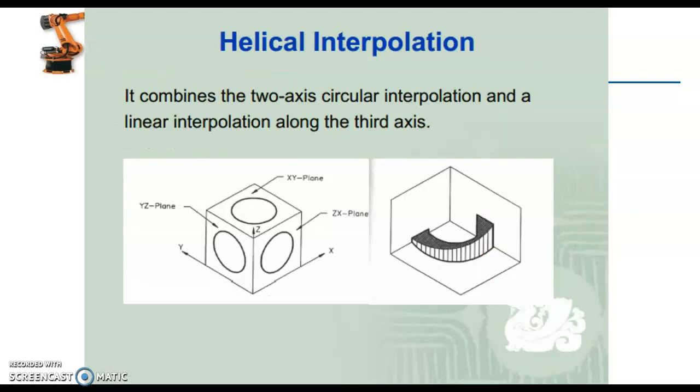The helical interpolation combines the 2-axis circular interpolation, just like discussed earlier, and it also combines a linear interpolation along the 3rd axis. So 3 axes are actually working in helical interpolation, that is x, y, and z. Either any two axes we are doing the circular interpolation, and in the third axis we have got a linear interpolation. Then it will be a helical interpolation.